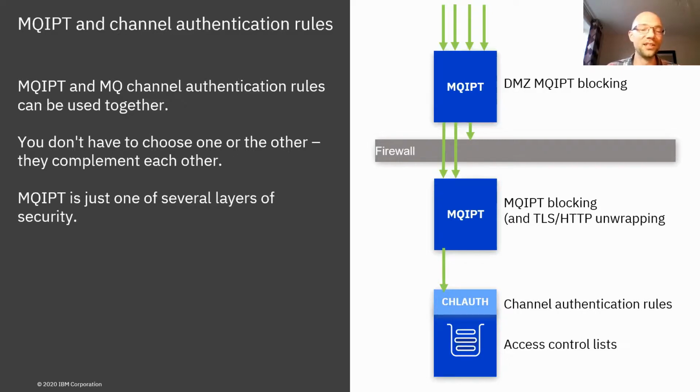because, of course, channel authentication rules don't just let you block connections from certain places that you don't want to connect to MQ. It lets you allow connections from places that you do want to connect into MQ, and then assign the user ID that's going to be used for that connection, and that's the user ID that gets used for authorization checks for anything that happens that's associated with that connection. So channel authentication rules are still useful even when used in conjunction with IPT.